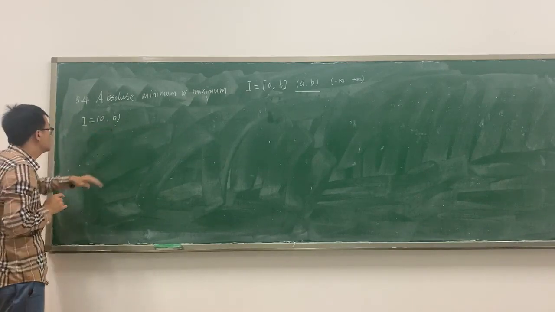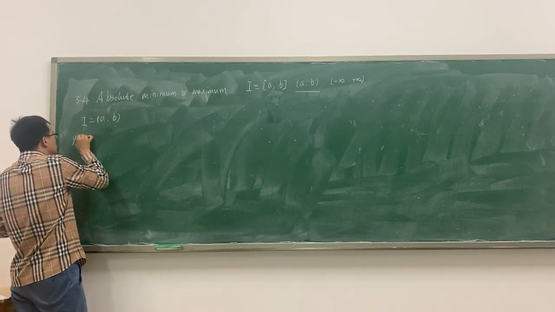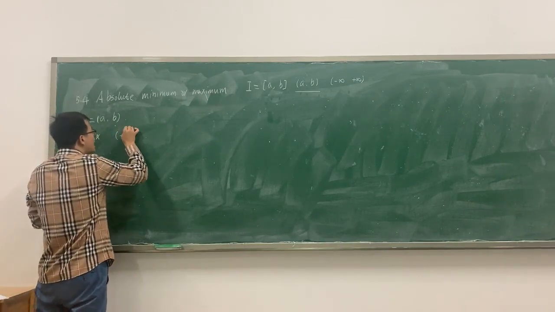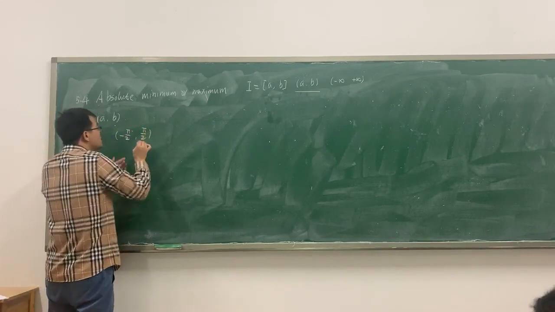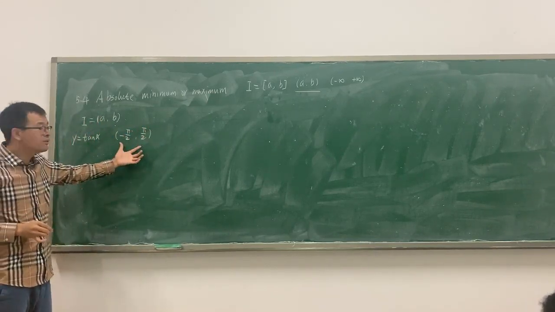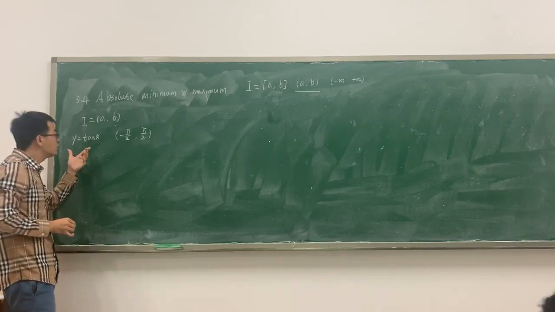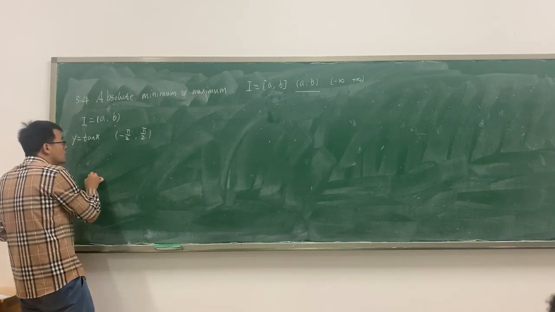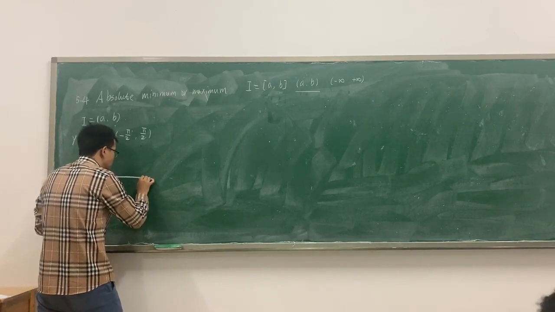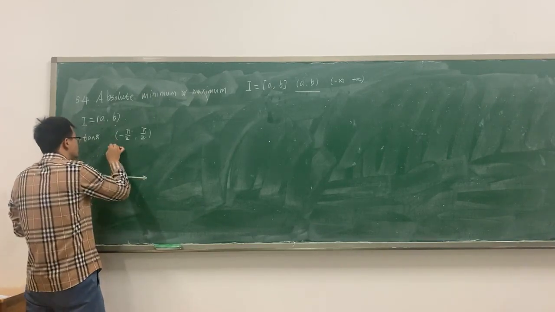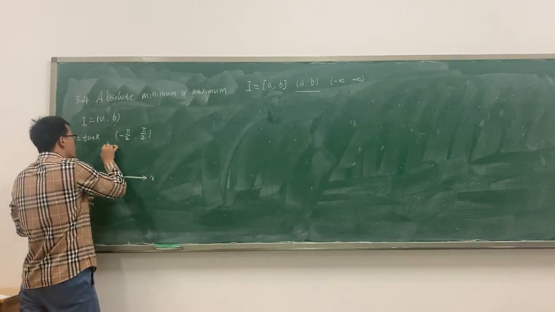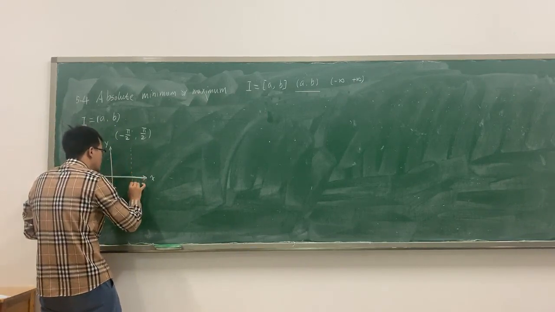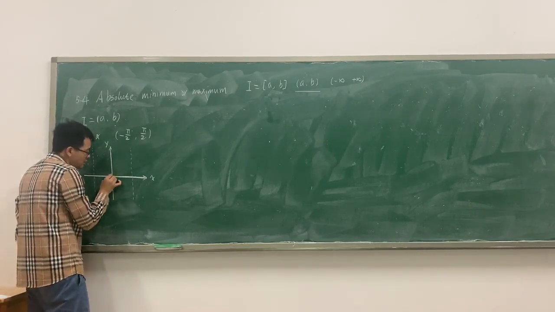The first example is y equal to tangent x. For this function in the interval minus 1/2 pi to 1/2 pi, we plot the graph. The graph actually is like this. Here is x, here is y, here is minus 1/2 pi, here is 1/2 pi. So the graph actually is like this.